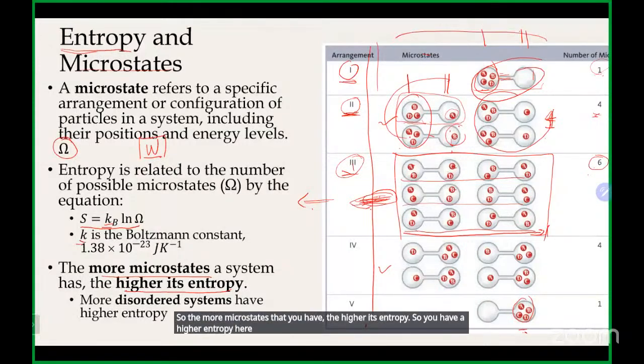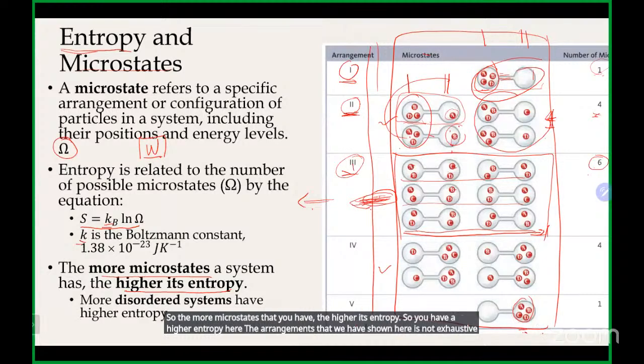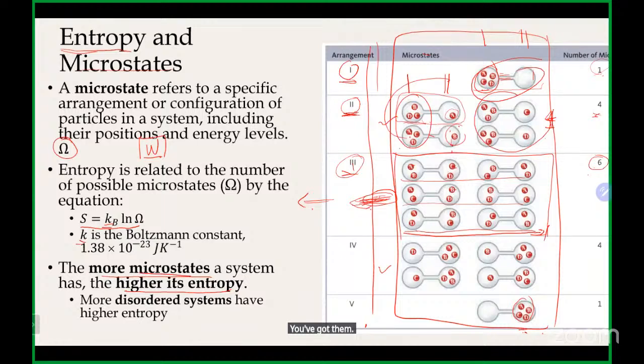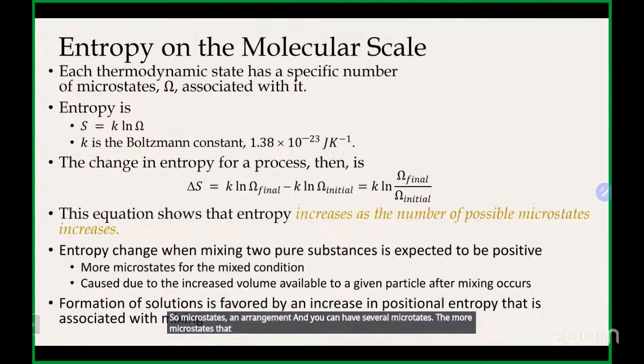Now, the arrangement that we have shown here is not exhaustive. You can add several other types of arrangement. So what are we trying to get to with this? Is that entropy increases with microstates, possibility of randomness. So microstates, an arrangement, and you can have several microstates. The more microstates that you have, the more entropy you get.